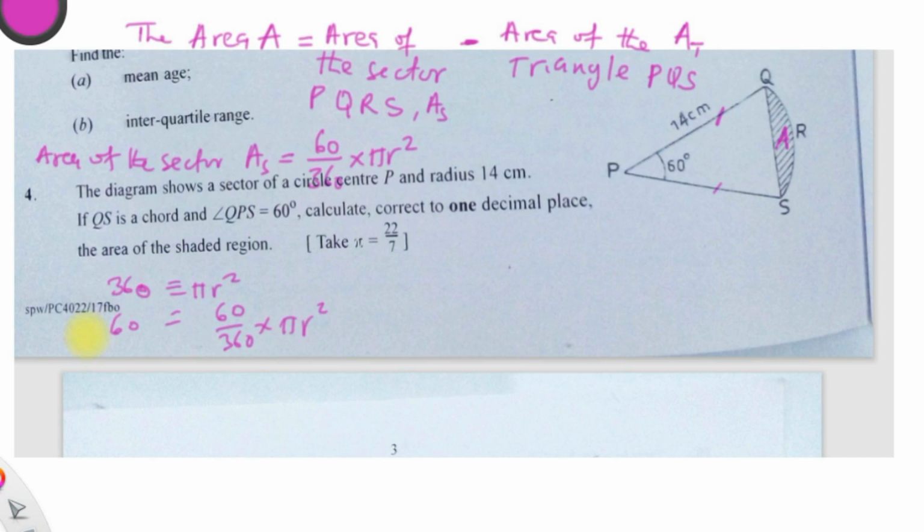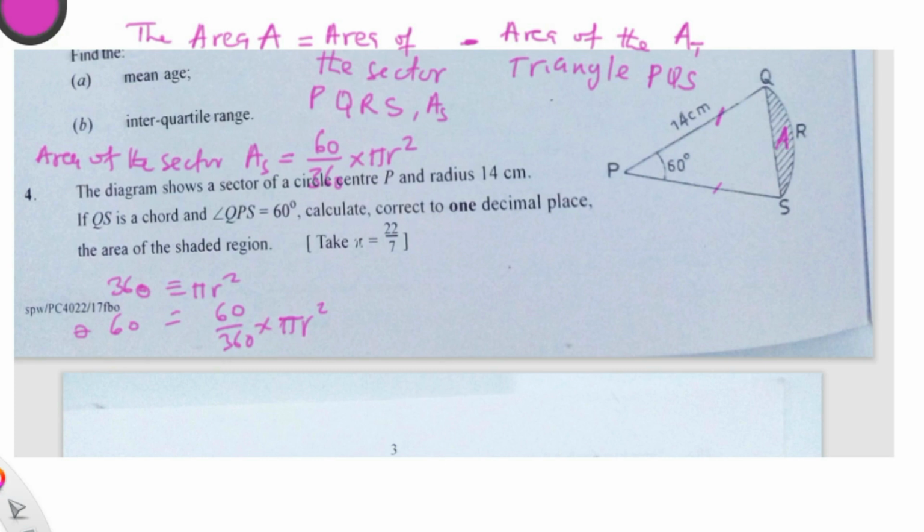So in general, this angle normally is theta. So the area of a sector is given by theta over 360 times pi r squared, where theta is the angle formed by the sector at the center of the circle. Okay, yes, so that is it.